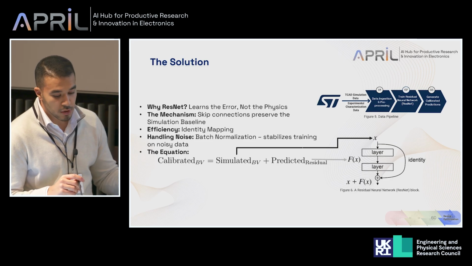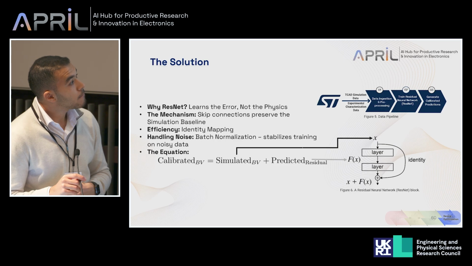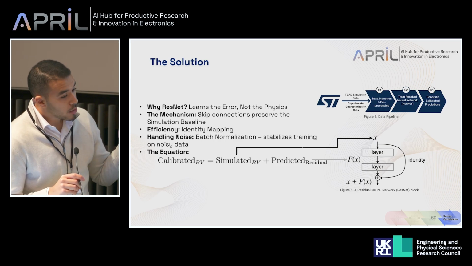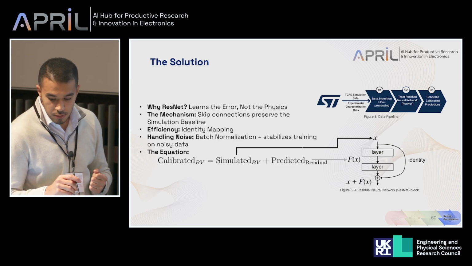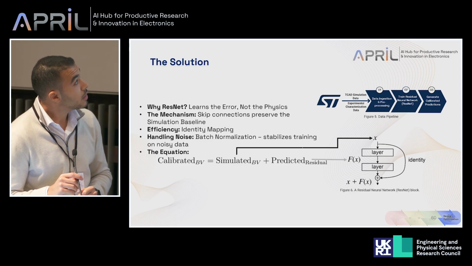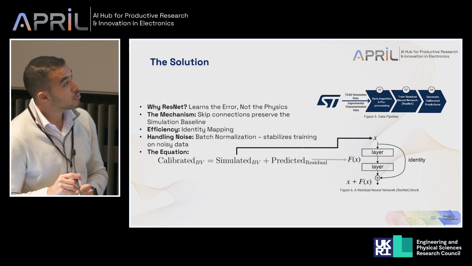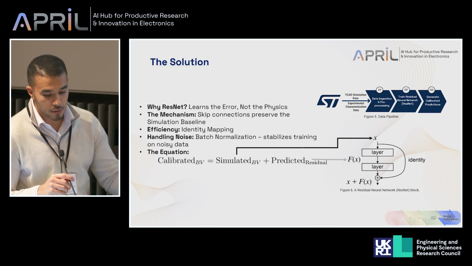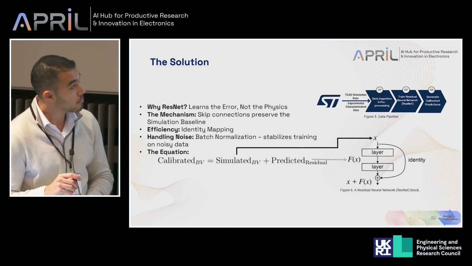So it used something called a skip connection. This would allow us to compare the simulation data with the characterization data and see the discrepancies. This is very efficient, so we don't need to go through the whole physics model just to replace it overall.